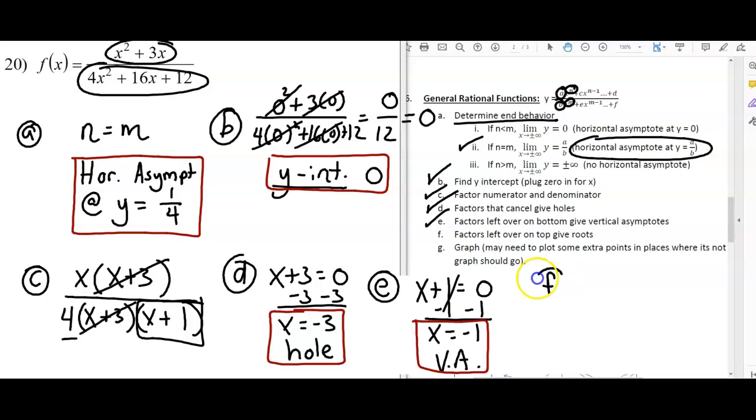And finally we got F. Factors that are left over on the top give roots. I only have one factor on the top that's left over, and that's the x. And so we have x equals 0, and there's nothing to solve for this one, so that's the answer, and that's my root. In other words, that's where it touches the x-axis. Okay, so at this point, we're ready to go ahead and graph.